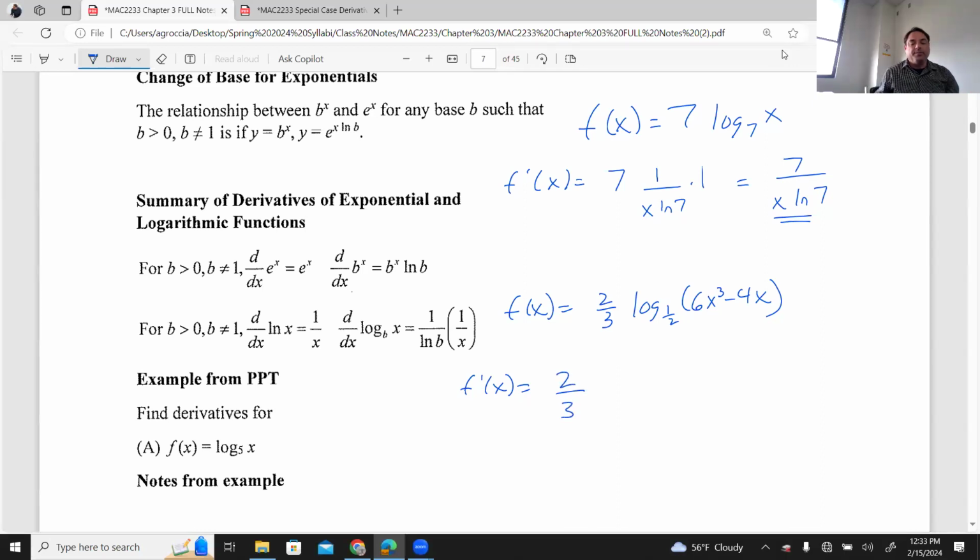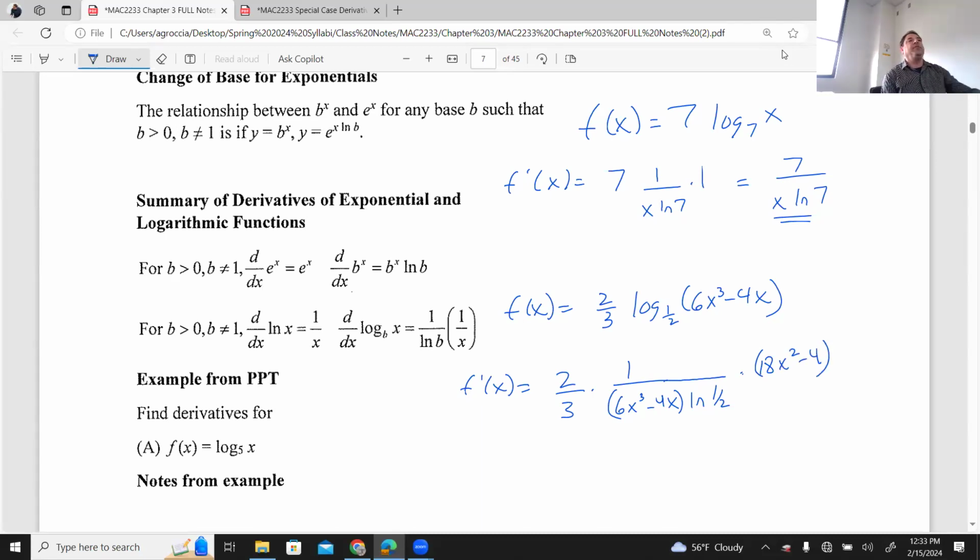Now, when we take the derivative of the next one, again being careful, the 2/3 in front stays in front. We're going to do 1 over whatever you're taking the log of, the original, 6x cubed minus 4x in parentheses. You'll notice that I keep putting parentheses because next to it, I'm going to put ln of the base, which is ln of a half. So to keep those separate, the parentheses do matter. Times the derivative of that, which I'll put in parentheses as well, which would be 18x squared minus 4.